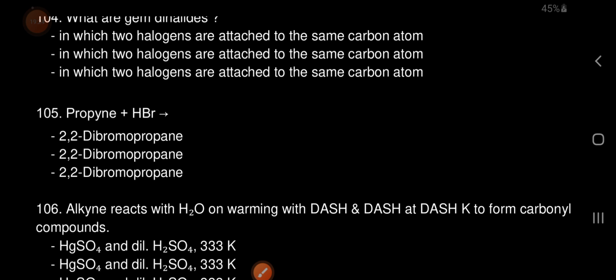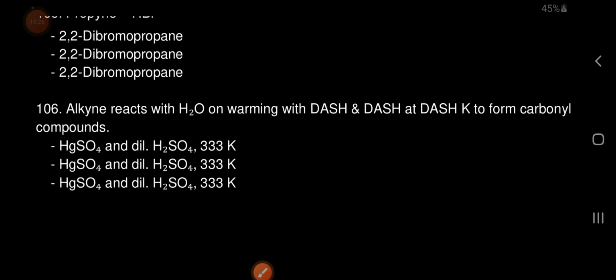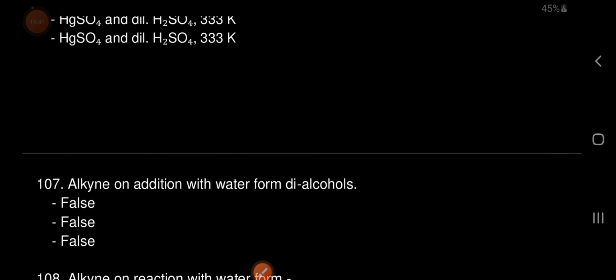Alkane reacts with H2O on warming with dash and dash at dash Kelvin to form carbonyl compounds. The answer is HgSO4 and dilute H2SO4 at 333 Kelvin.